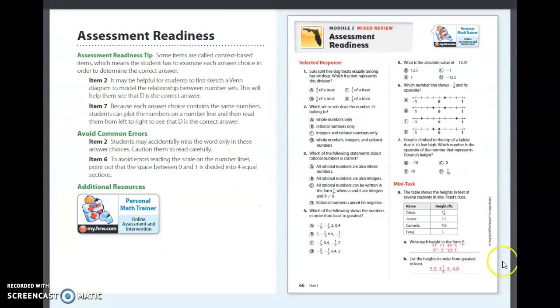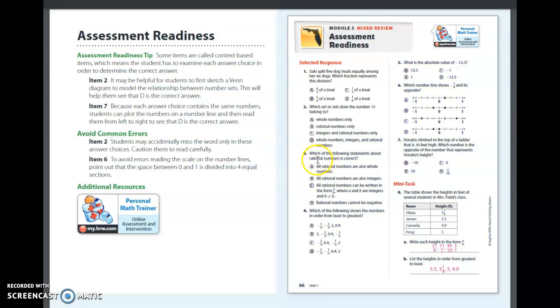In the mixed review on page 66, Suki split 5 dog treats equally among her 6 dogs. Which fraction represents the division? That would be 5/6 of a treat each dog is getting. Which set or sets does the number 15 belong to? 15 would be a whole number, an integer, and also a rational number.